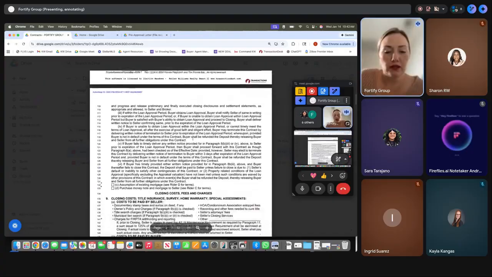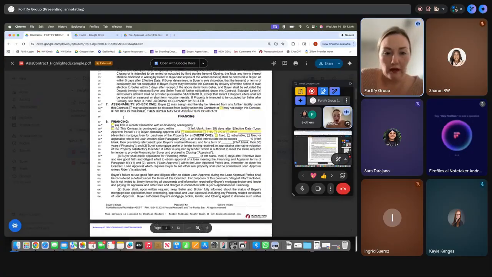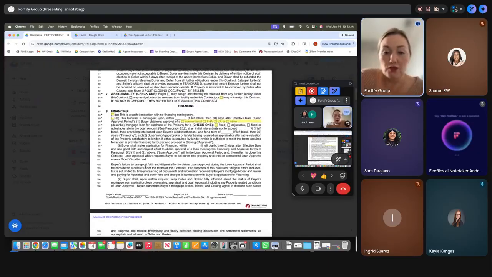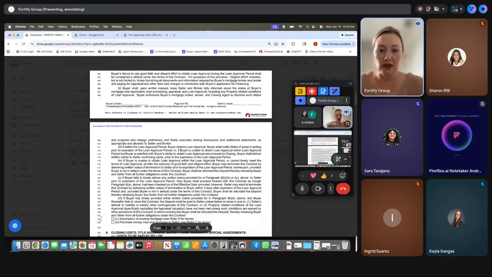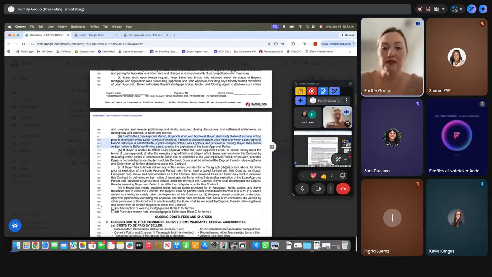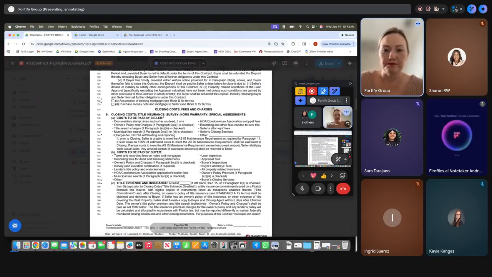So we're going to move on. All of this is standard verbiage on the financing terms. So basically the buyer is responsible to be diligent and timely in getting their information done with financing. They can't sit on it and drag their feet. And then it does discuss the loan approval period and how that time frame works. So make sure you're comfortable with that information.